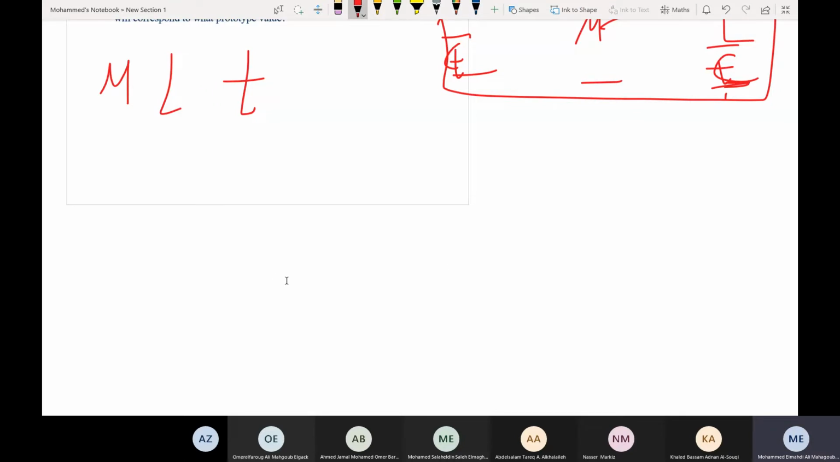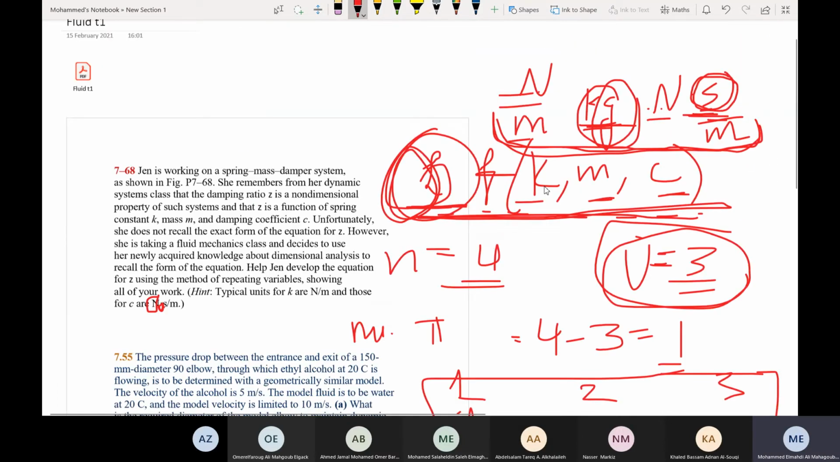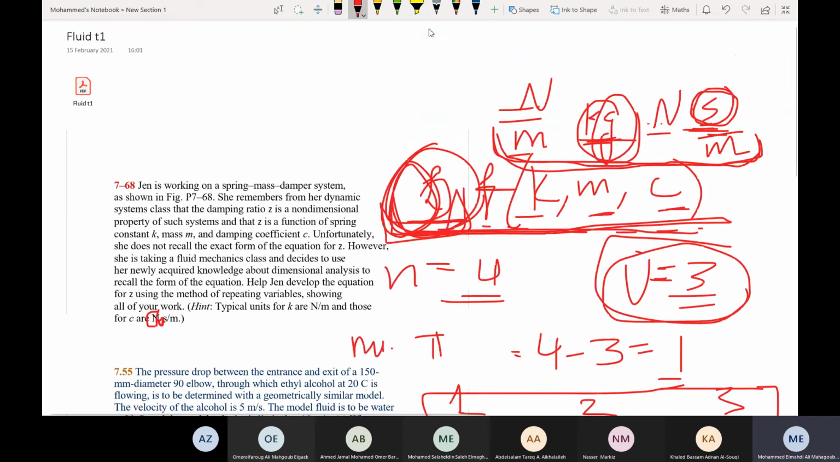Okay, so K, M, C. K was M, L, T. One minute, did we write the units? C, M, L, T. There is a problem in this question. Zeta is already dimensionless. So we cannot put a dimensionless parameter among the repeating ones. We know that our dimensionless parameter is zeta in this question, so we are forced to use these three.